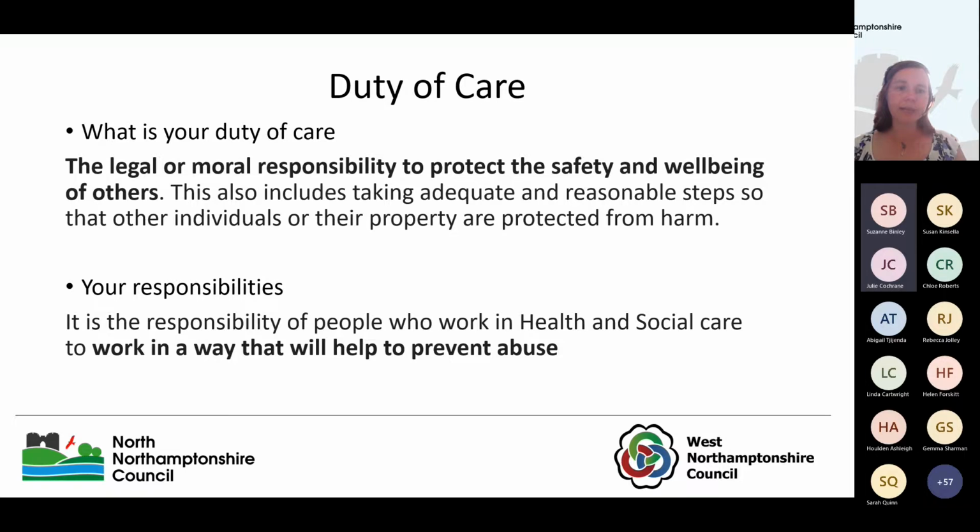Okay. And then we've got responsibilities. So we need to make sure that we work in a way that will help prevent abuse, so that we're observant, we notice when things aren't right, we notice changes in our adult, and we know what to do when we notice those changes. We know who we should go and talk to.